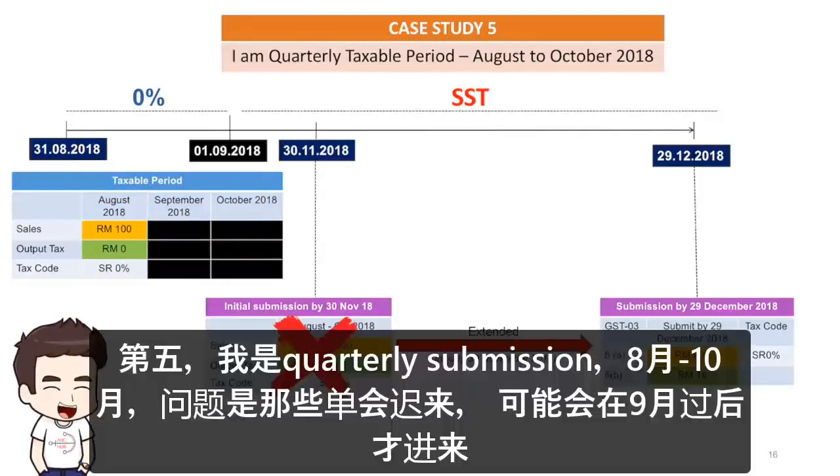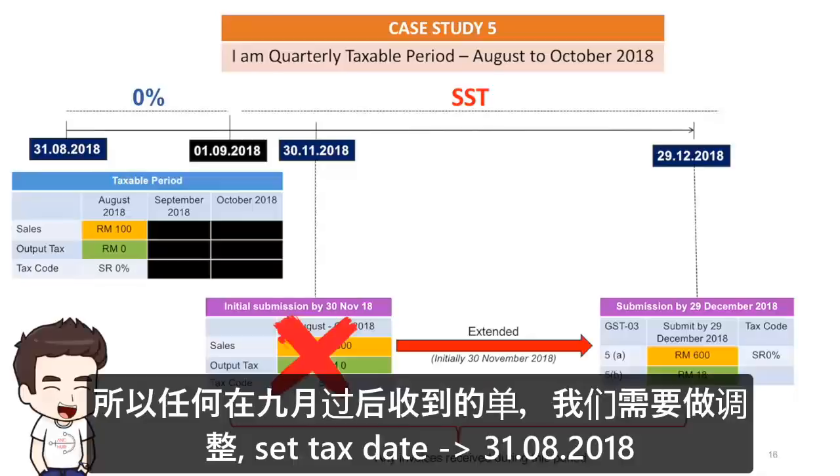Case study number 5. So we are under this taxable period. Now the problem is the invoices may not come in as we wish. Sometimes these invoices can come in after September until December. So whatever invoices that we receive during this period, we will have to adjust back to August 2018. Set your tax date whenever necessary.